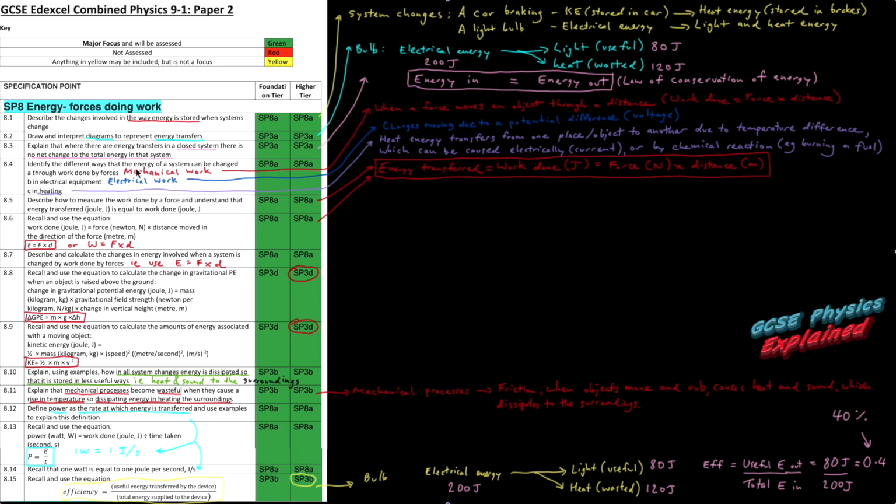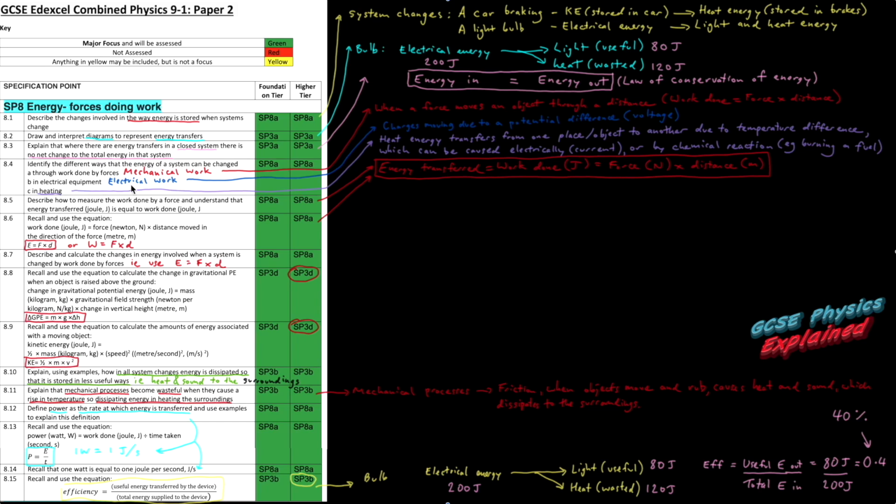Identify the different ways that the energy of a system can be changed through work done by forces, which basically means mechanical work, and that's when a force moves an object through a distance. Using this equation, work done equals force times by distance.